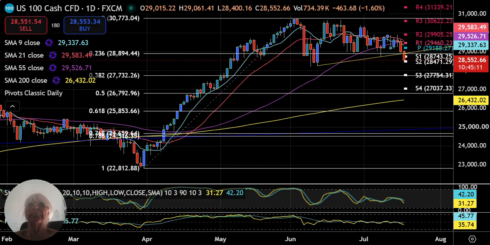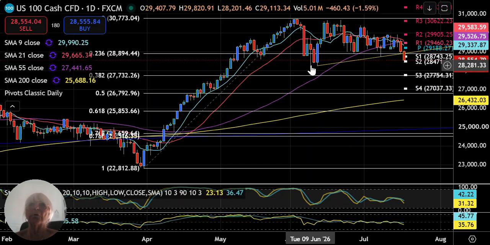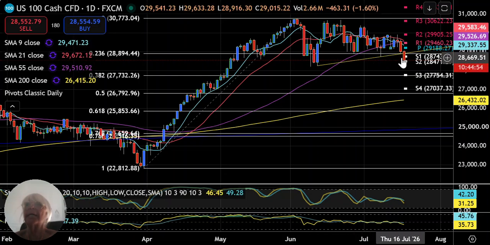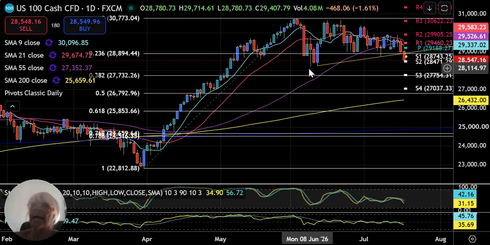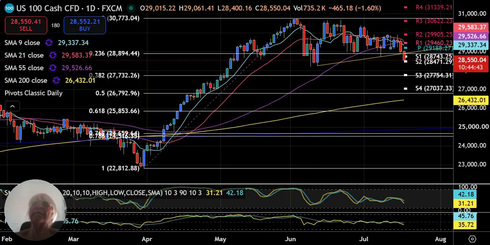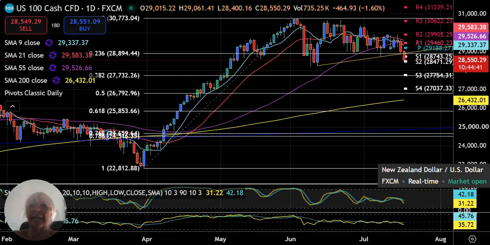If we carry on lower, you've got this level here, okay? Now that's coming in at 28,201. So if the market continues lower, and the low today has been 28,400, but if it carries on and it takes out this support level, then you're going to see 27,732 quite quickly. Now, what I'm hearing and seeing and listening to all morning is that the stock markets are going to collapse and die.